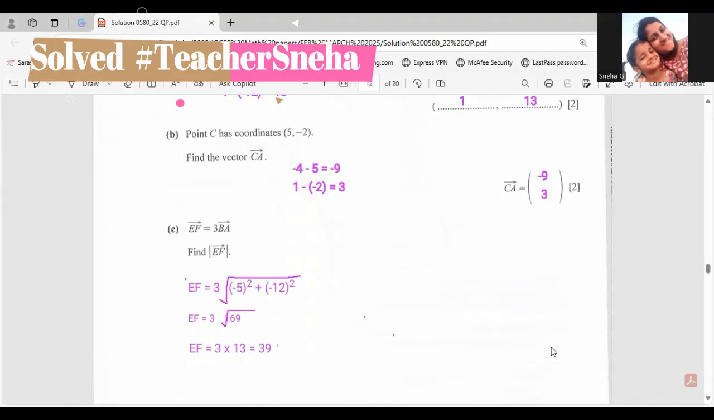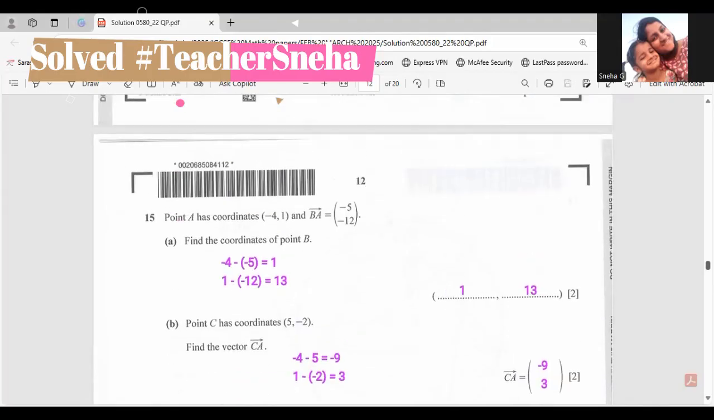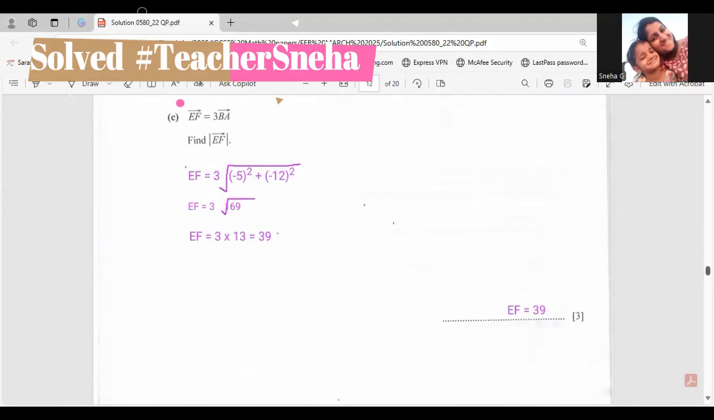Moving further with the other question, it says that vector EF is 3 times vector BA. You need to find out the magnitude of vector EF. So coordinates for BA were given as minus 5, comma minus 12. We substitute those values here in the formula by doing minus 5 squared plus minus 12 squared. On simplifying this, you get 3 root 169, and the square root of 169 is 13. So 3 times 13, the final answer is 39. So the magnitude of vector EF is 39.